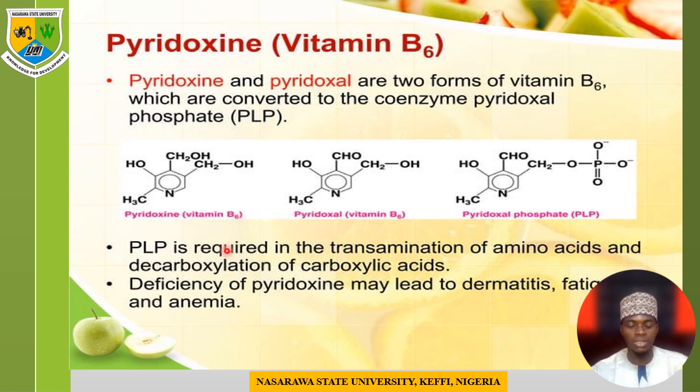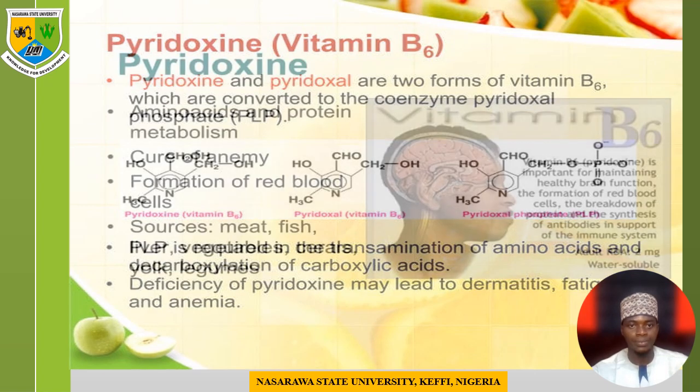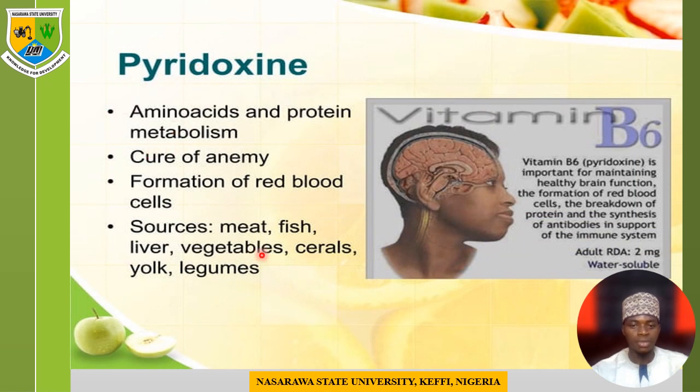It means without pyridoxal phosphate, amino acid metabolism will not take place in our system, and when amino acid metabolism is not taking place, it can lead to serious disease conditions. Deficiency of pyridoxine may lead to dermatitis, fatigue, and anemia. When we say anemia, it means a decrease in the blood. So these are some of the functions: amino acid and protein metabolism, cure of anemia, formation of red blood cells. Sources include meat, fish, liver, vegetables, cereals, egg yolk, and legumes.